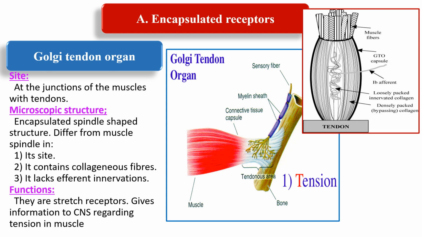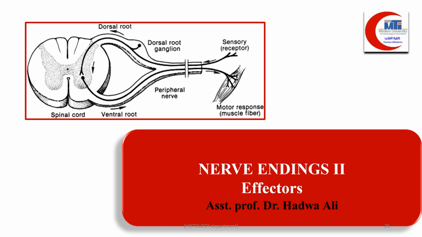The third difference is that Golgi tendon organ lacks efferent innervation, but you know that the muscle spindle has an efferent nerve fiber which innervates it. What about the function? They are stretch receptors also, but they give information to the central nervous system regarding tension in the muscle.